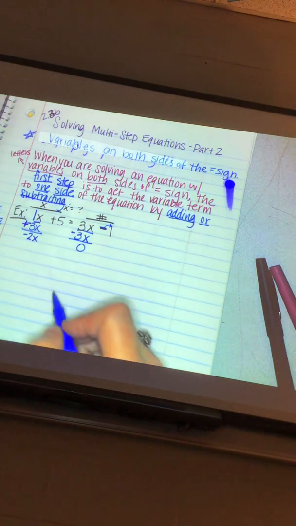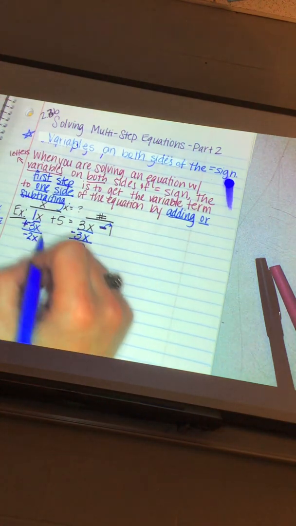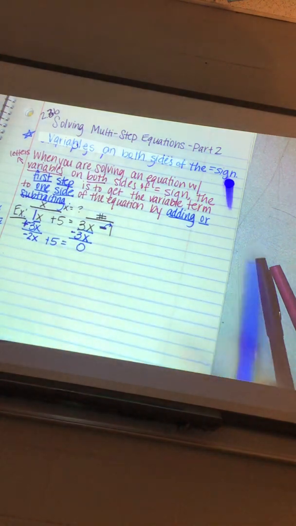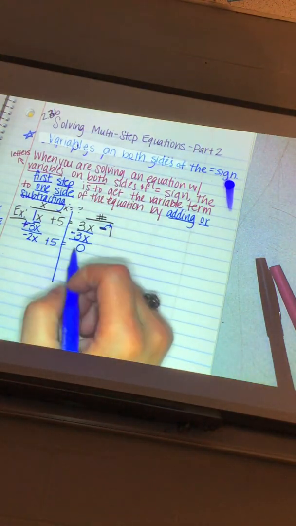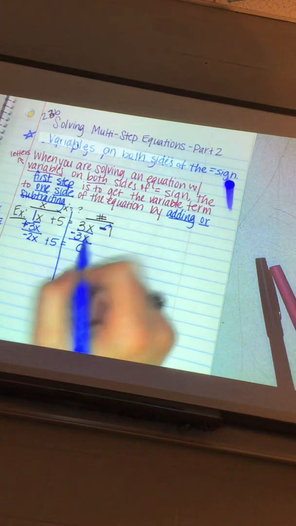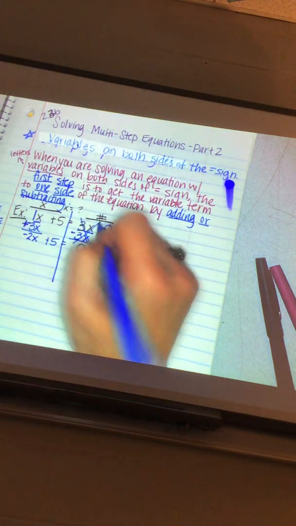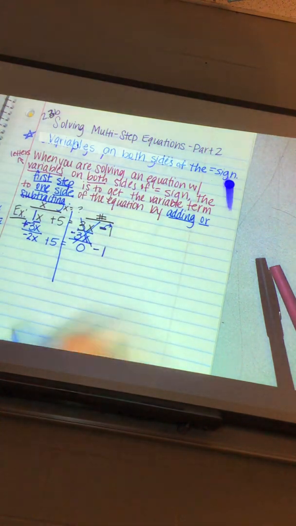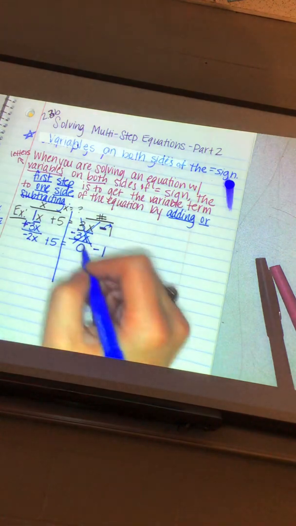So over here I have negative 2x plus 5 equals, let me draw my little line here to separate the sides, equals, we have a 0 here, so that canceled out. And then we just have this minus 1, or negative 1, left, because 0 minus 1 is negative 1.